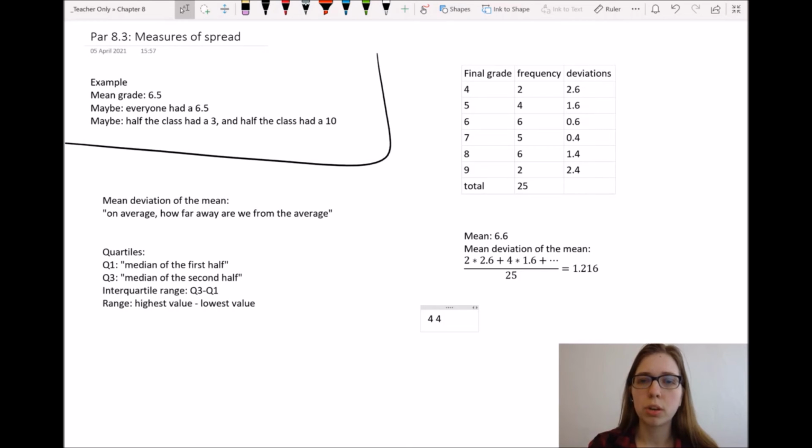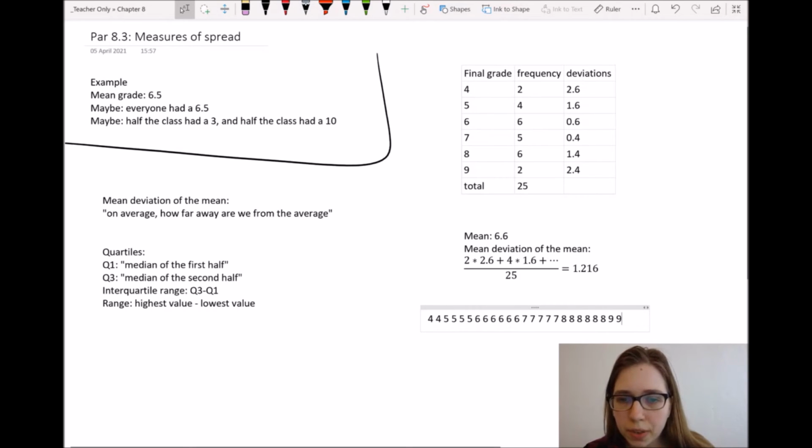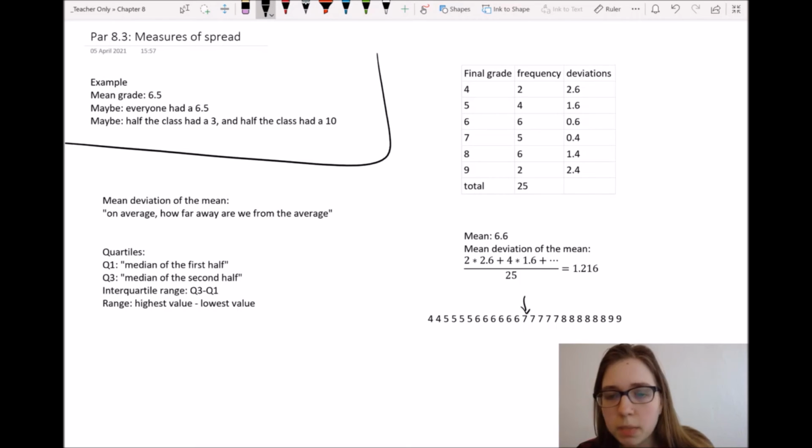So let's just type that out. We have 2 4s, 4 5s, 6 6s, 5 7s, 6 8s, and 2 9s. So my first goal is to find the middle, which would be the 13th value. So this is my median. 7 is my median.